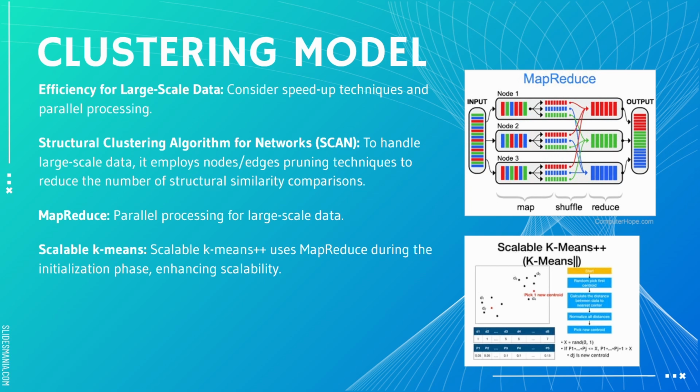And we can also use structural clustering algorithm for networks, which is a density-based clustering algorithm designed for graph data structures. This boosts efficiency without compromising clustering quality, even when there are millions and billions of edges. And an important method is MapReduce, which is a widely used parallel processing model, which we will be discussing later. And scalable k-means plus plus uses MapReduce during the initialization phase, and this enhances the scalability of the model.